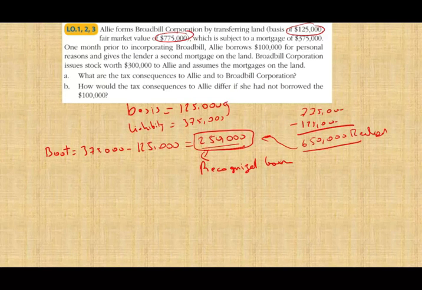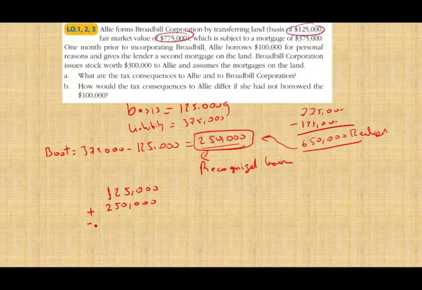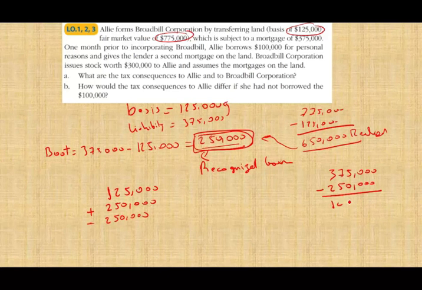Now we have to figure out the basis for the shareholder. We start with the basis of 125. We add the recognized gain, which is 250. We subtract the fair market value of boot received, which is 250. Then we have to subtract the portion of the loan that's not a boot. Of the loan of 375, 250 was considered a boot. The remainder of this loan, which is 125, is not considered a boot.